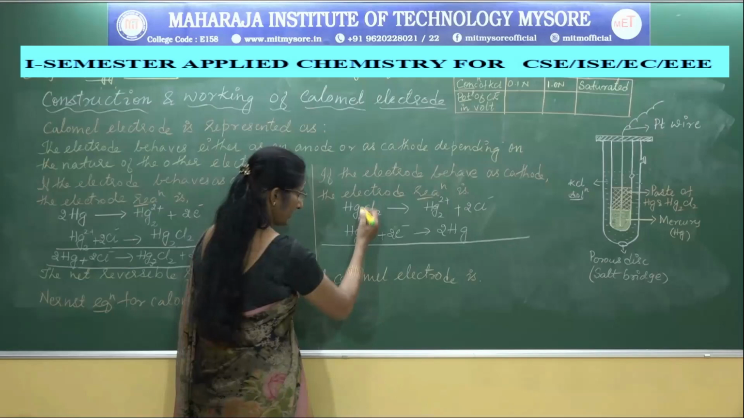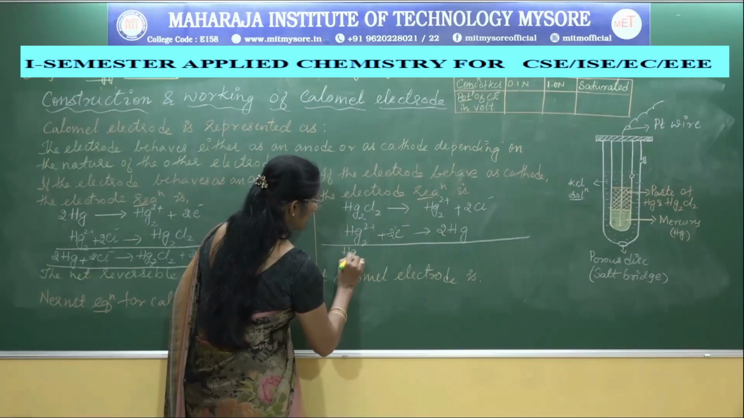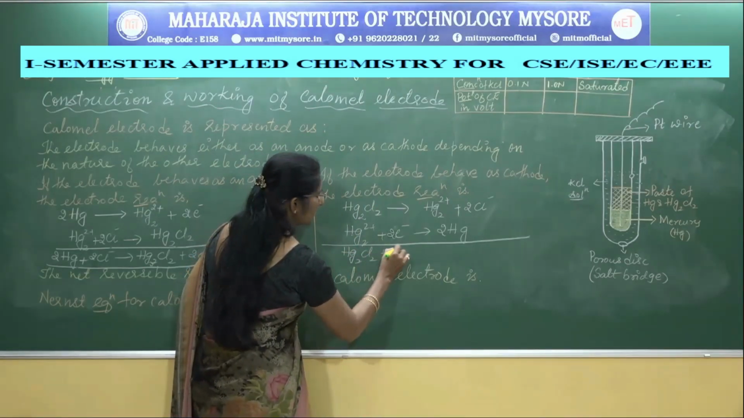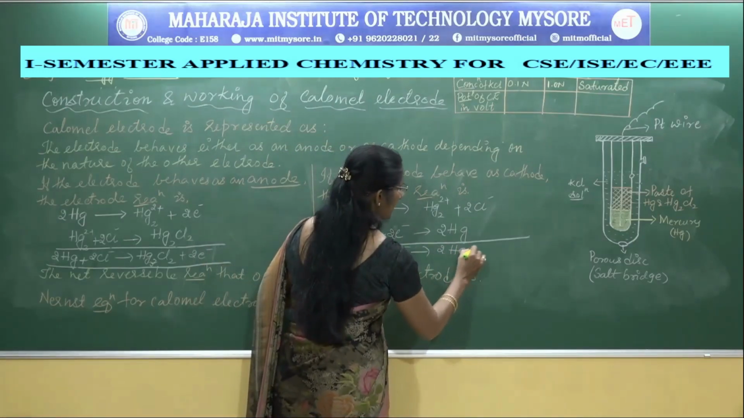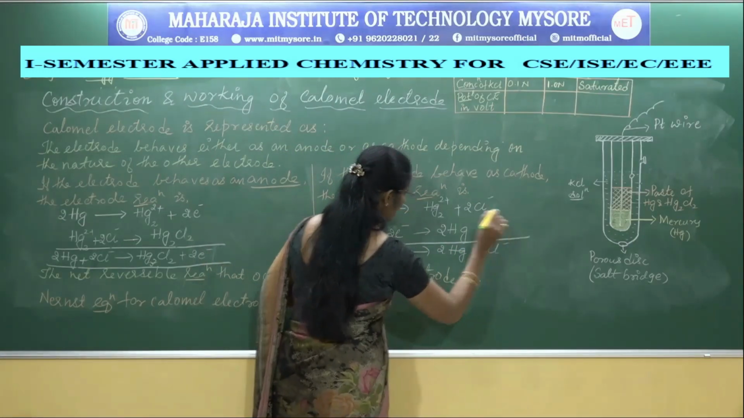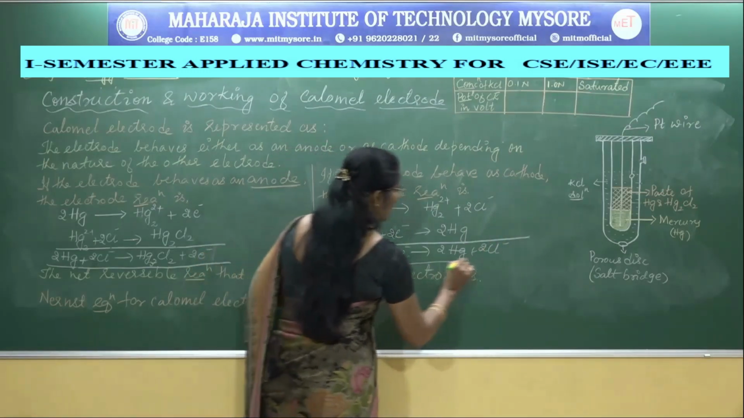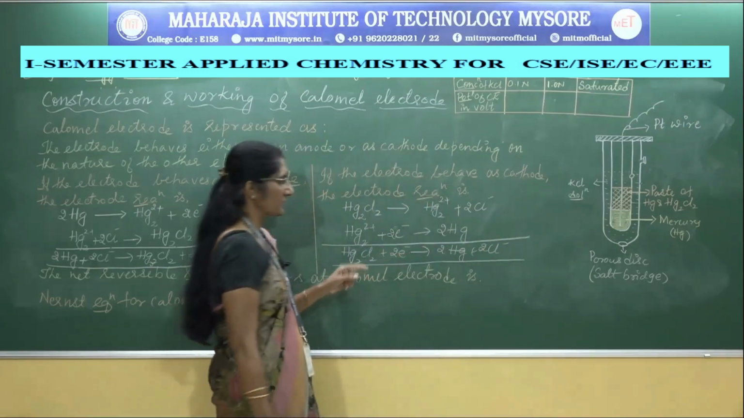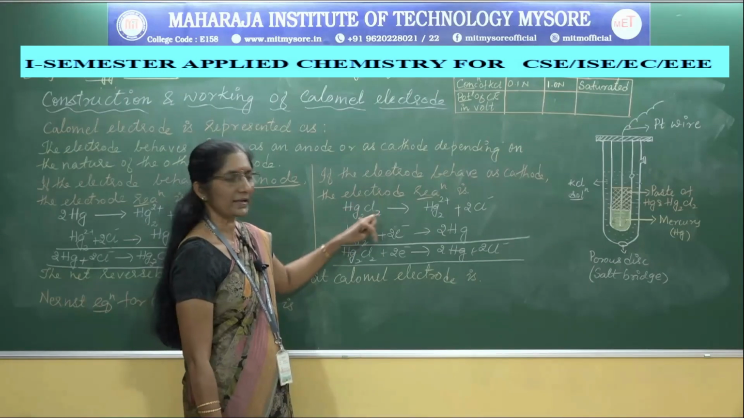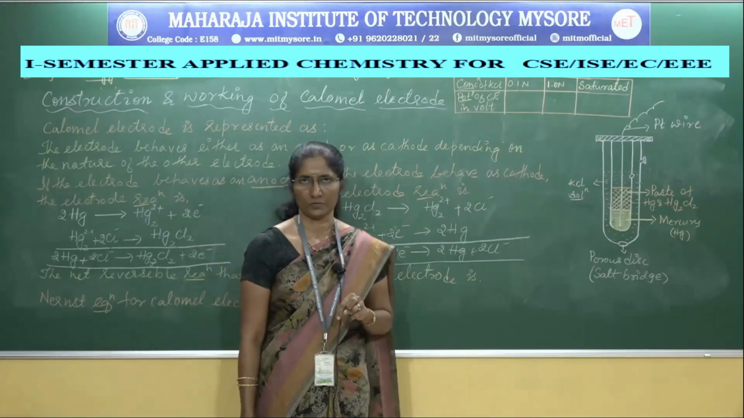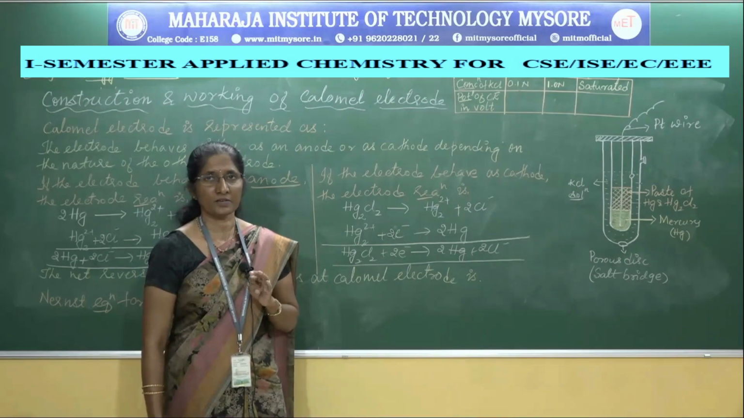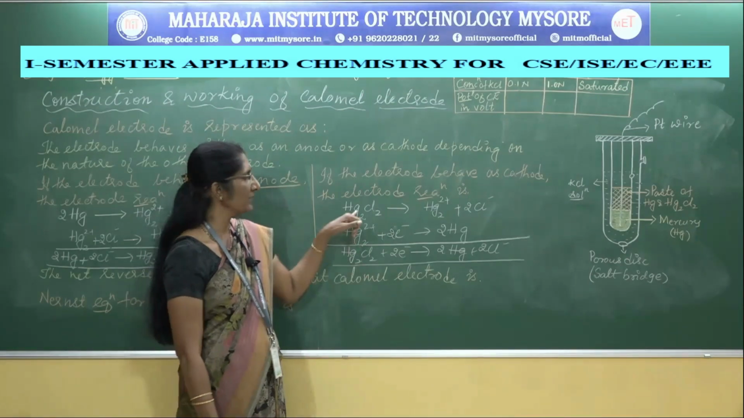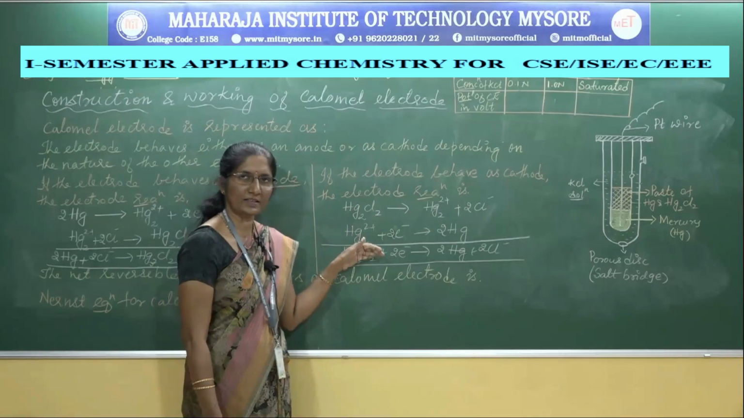Add these two equations, that is Hg2Cl2 plus 2 electrons gives 2Hg plus 2Cl minus. This is the net reaction when this electrode acts as a cathode. Observe that cathode reaction means a reduction reaction takes place. So therefore the reduction reaction is represented like this.